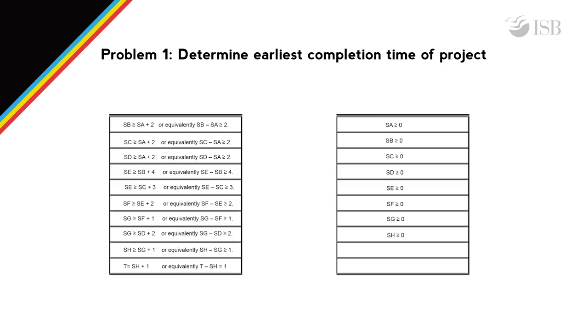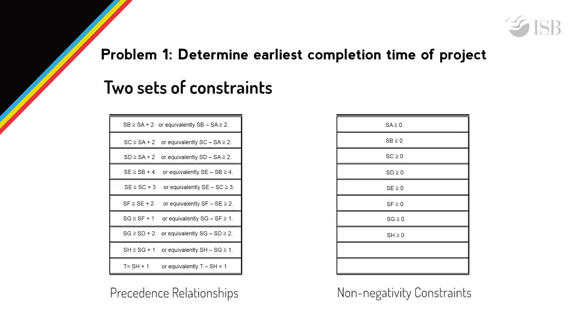In this formulation, we have 2 sets of constraints, namely constraints on start times implied by the precedence relationships and non-negativity constraints. The constraint SB greater than or equal to SA plus 2 states that the start time of activity B should be greater than or equal to the completion time of activity A, which is given by the start time of activity A plus its duration of 2 units. Similarly, we have the constraints for the other activities.